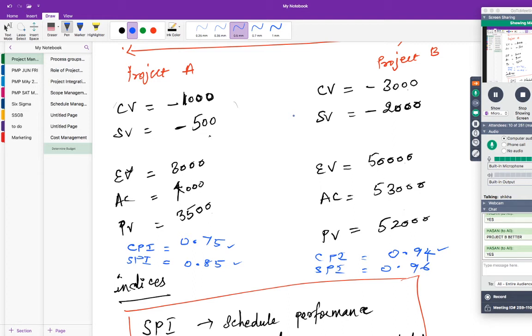But this is basic. If you understand clearly what is earned value, what is planned value, what is the difference between earned value and planned value, because this is where the confusion happens. The earned value is also budgeted only, planned value is also budgeted only, right? But earned value is budgeted value for the performed work, for the work accomplished.